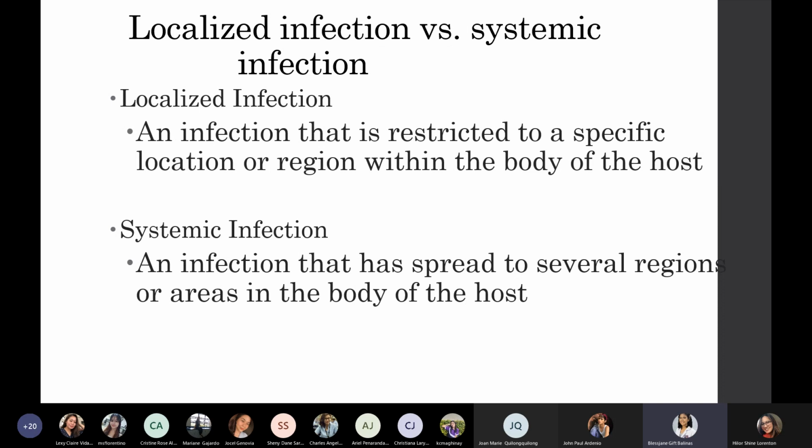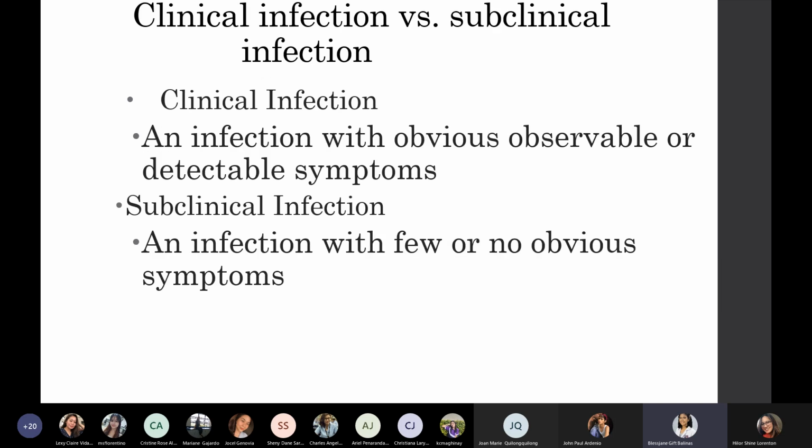Next one, we have localized infection versus systemic infection. Localized means one area only, restricted to a specific location or region. Systemic means spread to several regions or areas of the body of the host, or the whole body. Clinical infection is an infection with obvious, observable, or detectable symptoms. The subclinical infection has no symptoms of infection, so it is hard to detect. Clinical infection can be detected because it has symptoms.